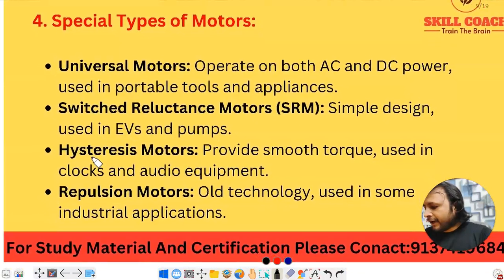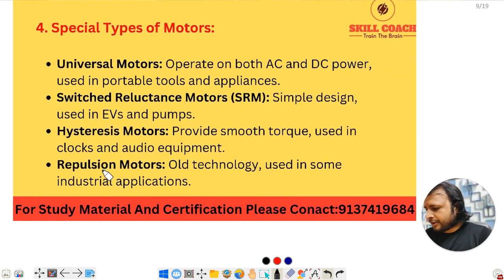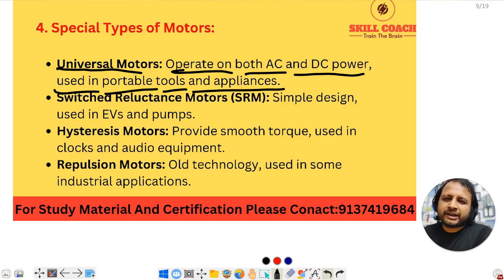And we have a special type of motors, maybe I don't know you are aware or not. The universal motors operate on both AC and DC power, इसीलिए that's why we are calling it universal motors. Okay, we will learn about this also in detail. And used in portable tools and appliances. तो बहुत ज़्यादा डिटेल में जाने की जरूरत नहीं है क्योंकि EV से रिलेट नहीं करता.